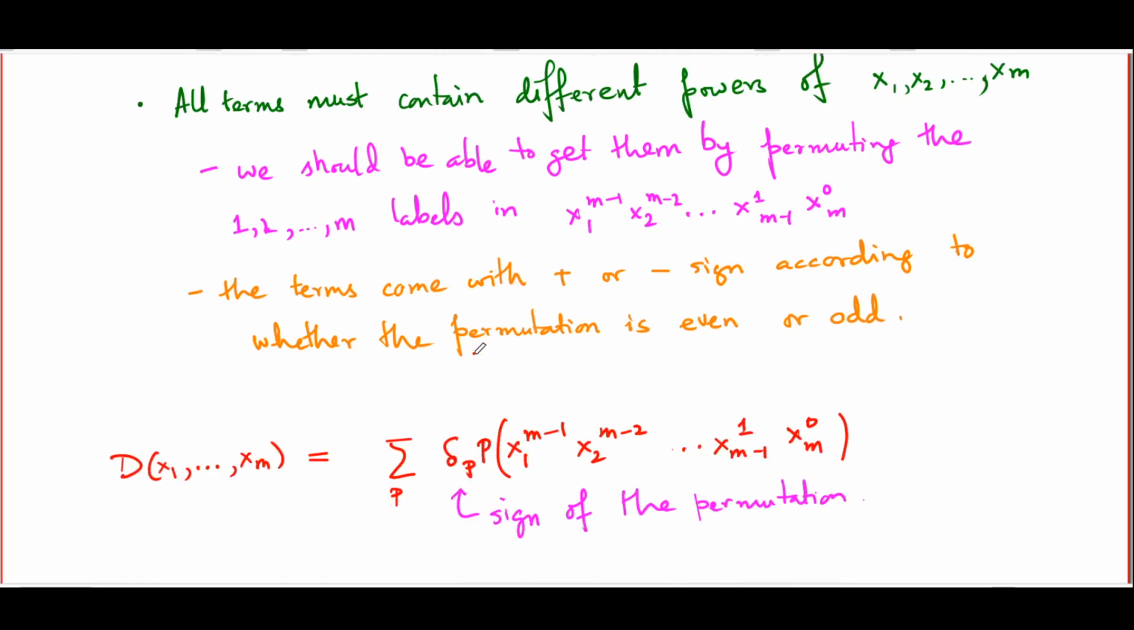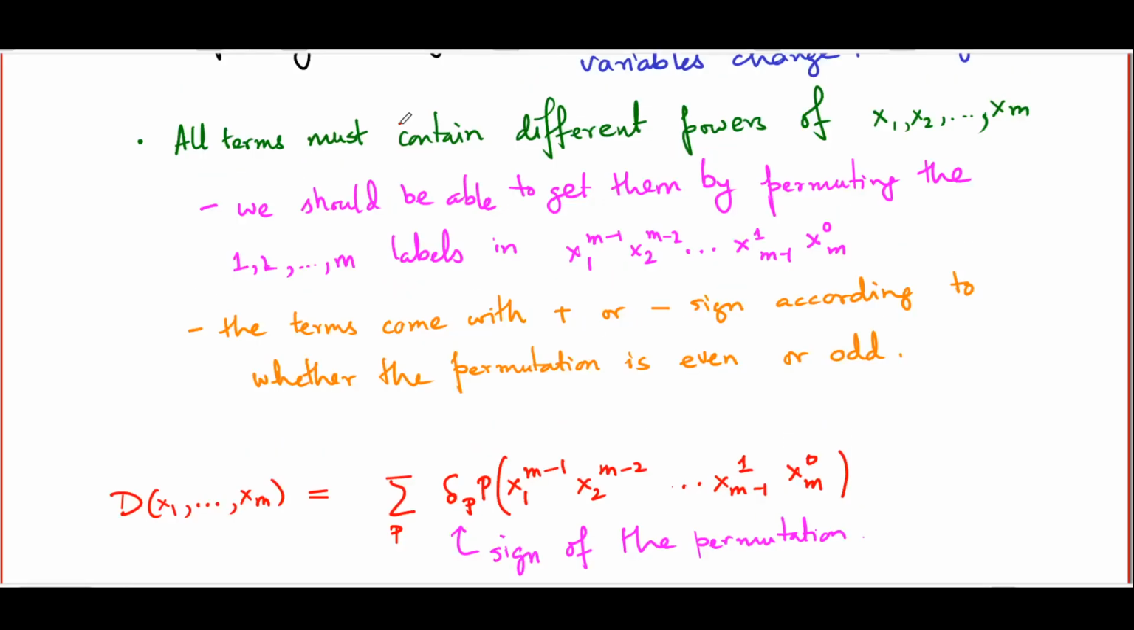So finally, we can write the expanded version of D(x1, x2, ..., xm) as the sum over all permutations of delta_P times the permutation operator acting on x1 to the power m minus 1, x2 to the power m minus 2, all the way down to xm to the power 0, where delta_P is the sign of the permutation, plus 1 when the permutation is even, minus 1 if the permutation is odd.